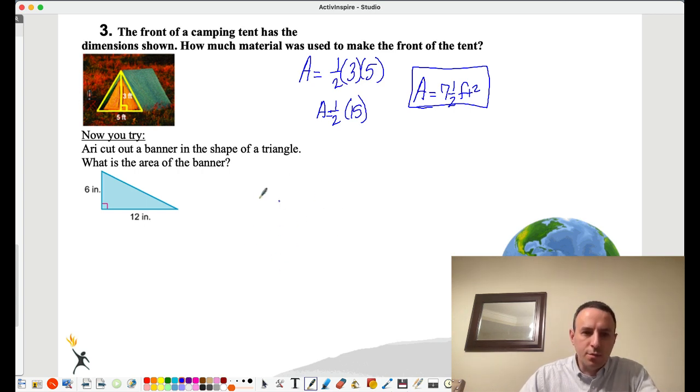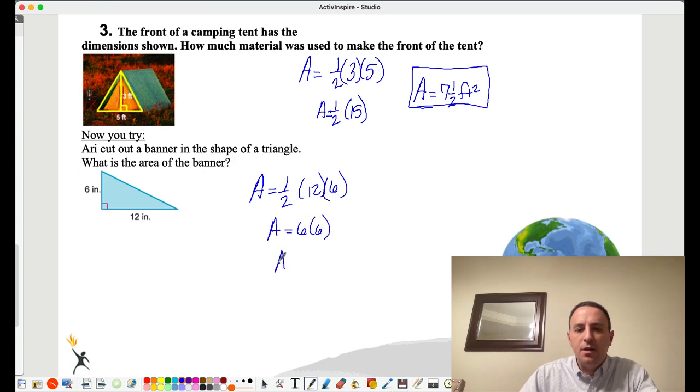All right, so let's work the problem. Let's see how we did. Area equals 1/2 of 12 times 6. I'll go ahead and do half of 12 to get the area equals 6 times 6. So the area of this shape is 36 inches squared.